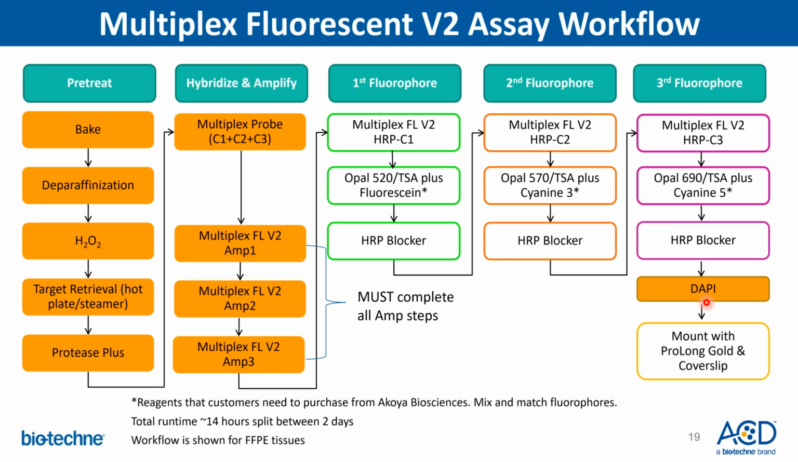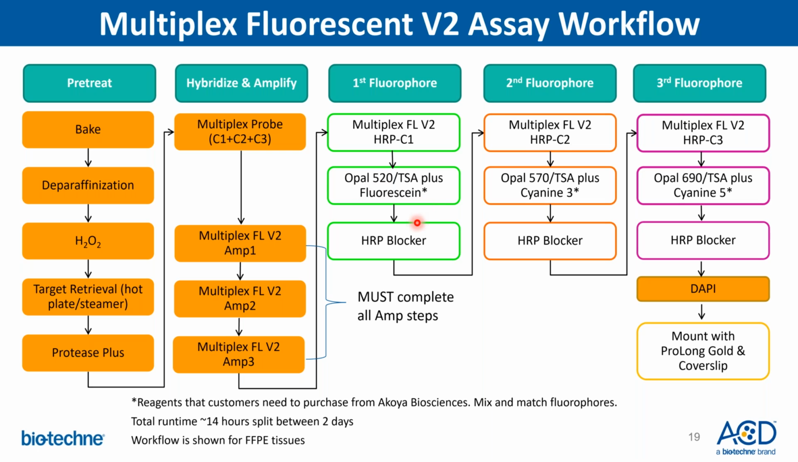Now on this slide, I've shown you the workflow for only 3 fluorophores or 3 targets, but you can also add on a 4th target to do a 4-target simultaneous detection. In that case, you would need to use the Opal Dye for detection and not the TSA Plus fluorophores.